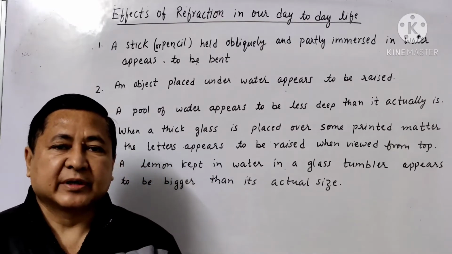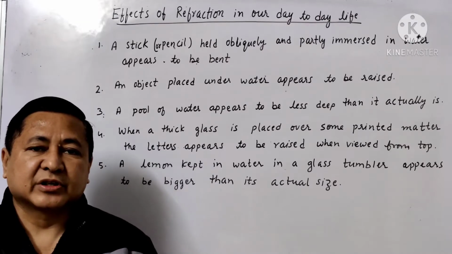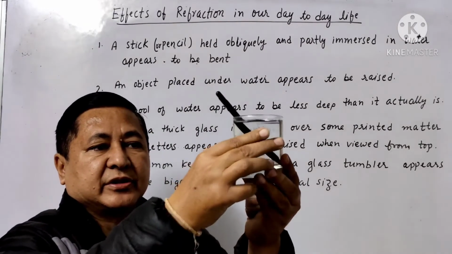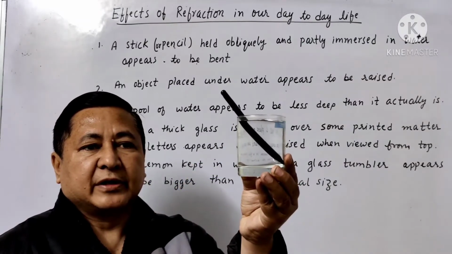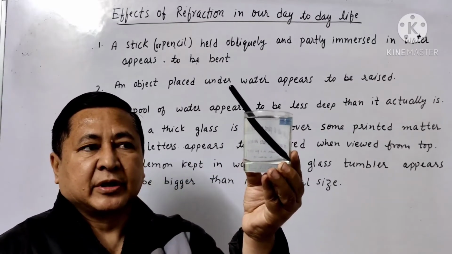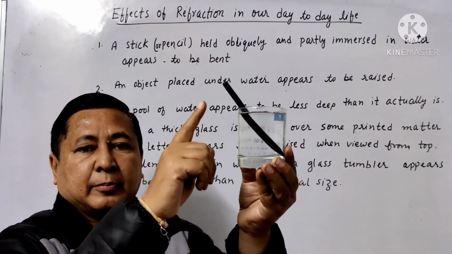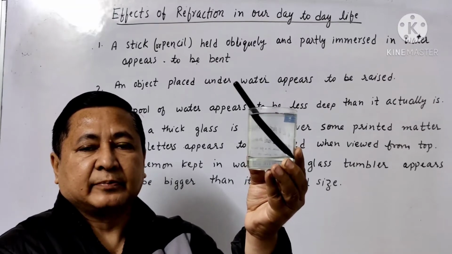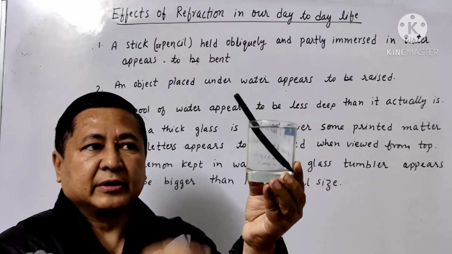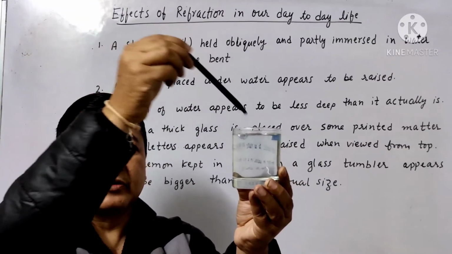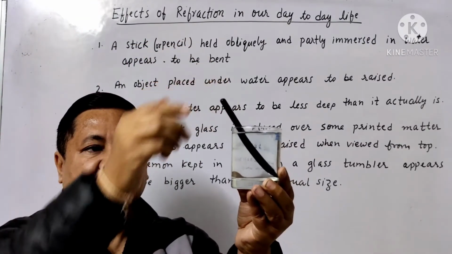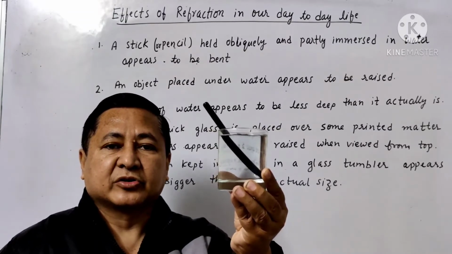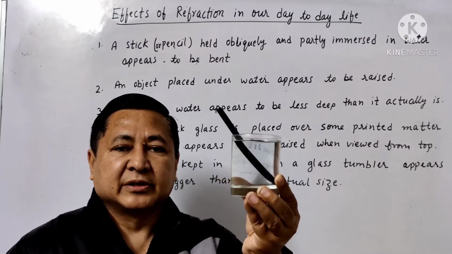Now you might have seen sometimes when a pencil or a stick is kept in water in a container like this, you can see here. In this container you will find that a pen is kept and it appears to bend. The image of the pen appears to bend. Actually the pen is not bending, it is a straight pen. So when we keep it inside, we'll see that it appears to bend. This phenomenon is due to the refraction of light and we'll discuss it in detail later on.